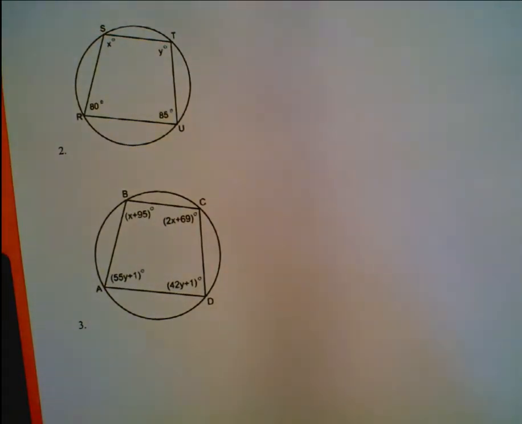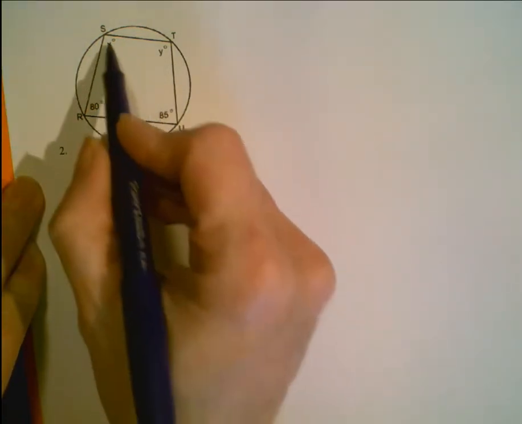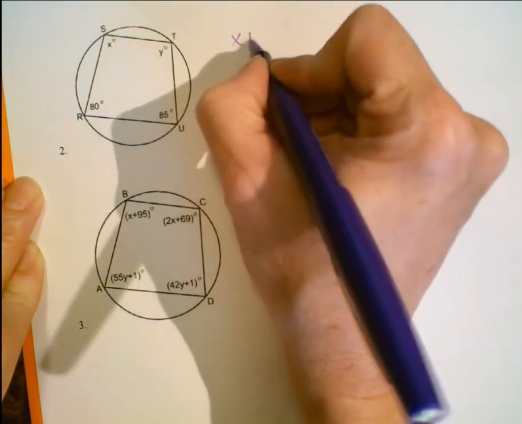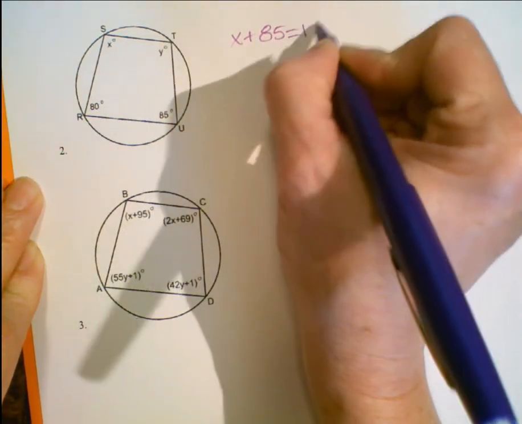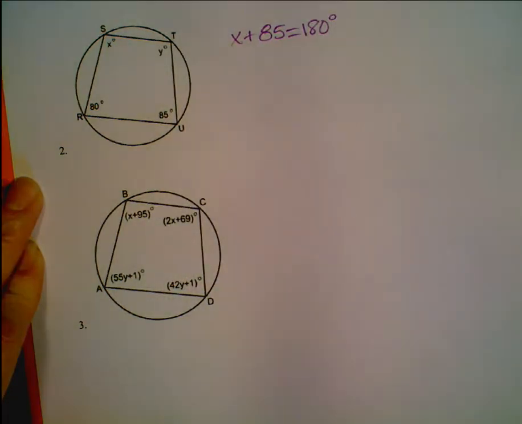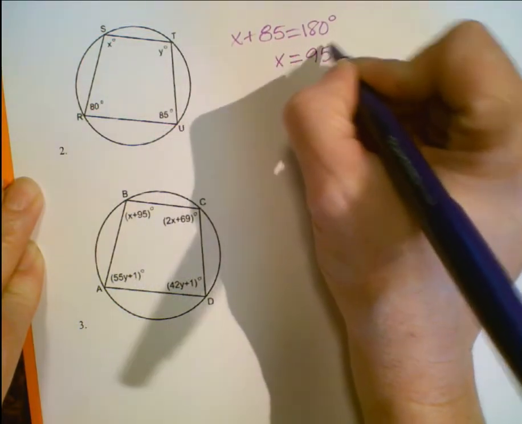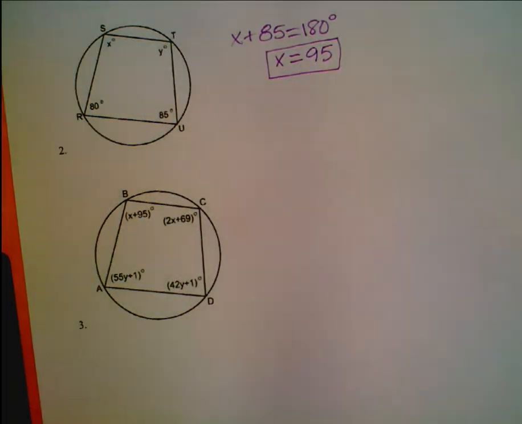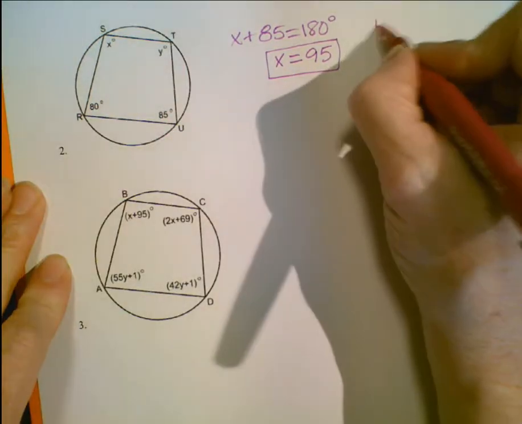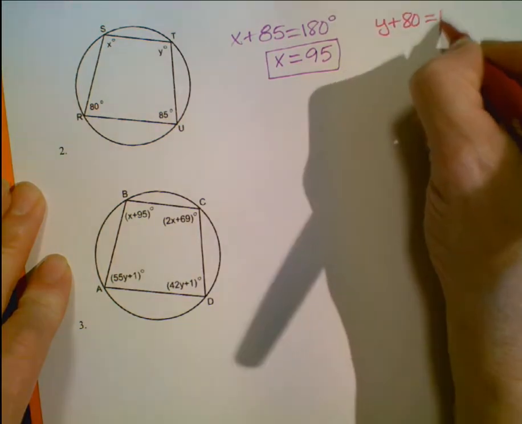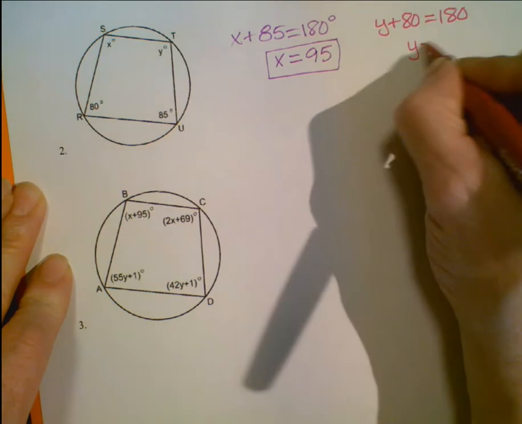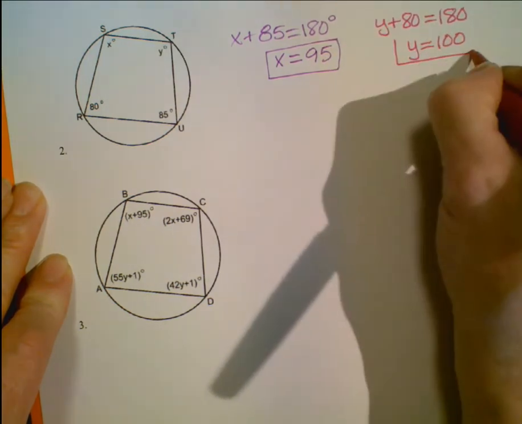So in a quadrilateral, we know it can be inscribed as long as both pairs of opposite angles are supplementary. So in this case, x and 85 must be supplements. So x plus 85 must equal 180. If we subtract 85 on both sides, that's going to give us our value for x, and that would be 95. Likewise, if we look at the other pair of opposite angles, y and 80 must be supplements. So they must total 180 degrees. Subtracting 80 from both sides produces y equals 100.